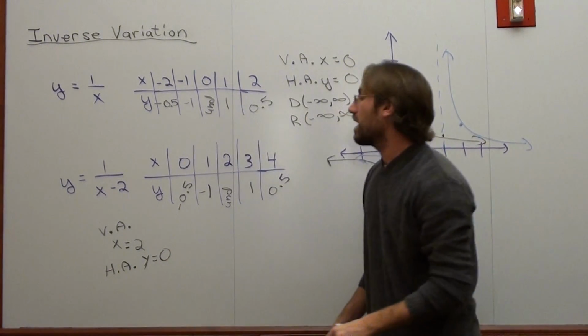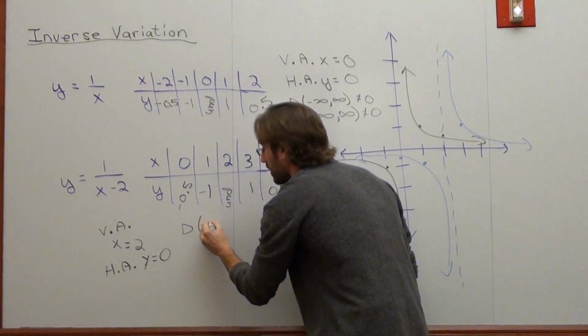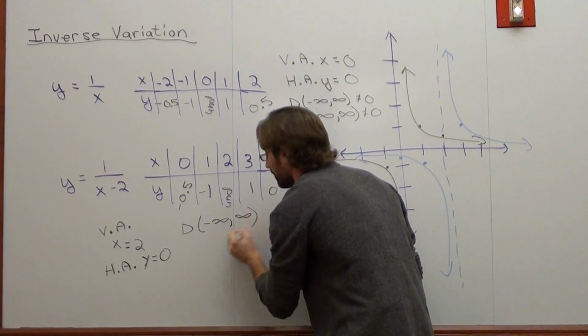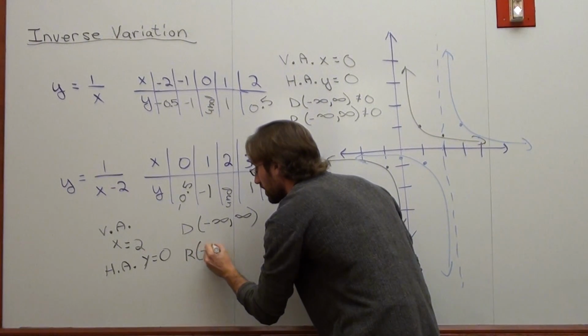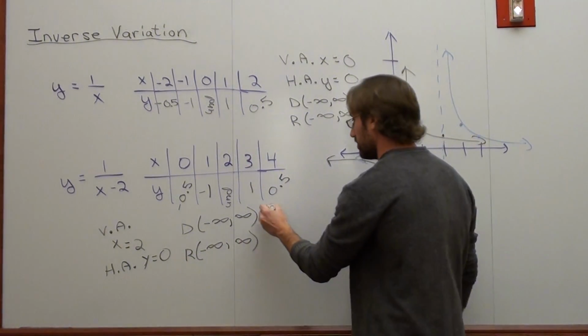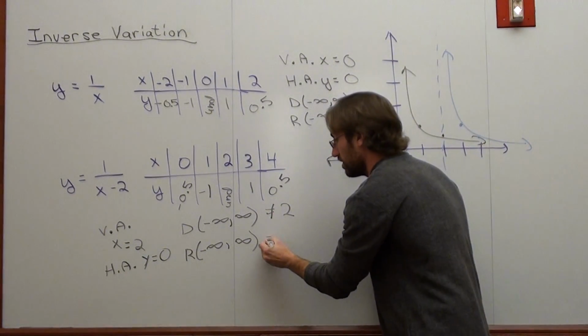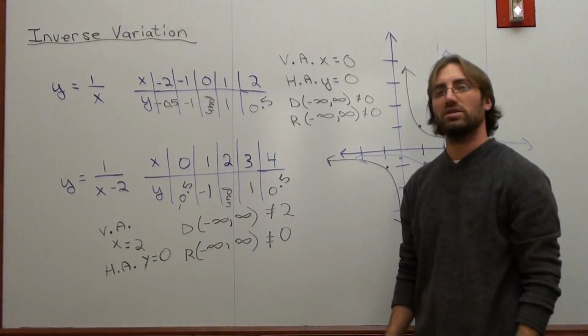Y at 0. If I want to figure out my domain and range, respectively, the domain is -infinity to infinity, and the range is -infinity to infinity. The domain does not include 2. And the range does not include 0.